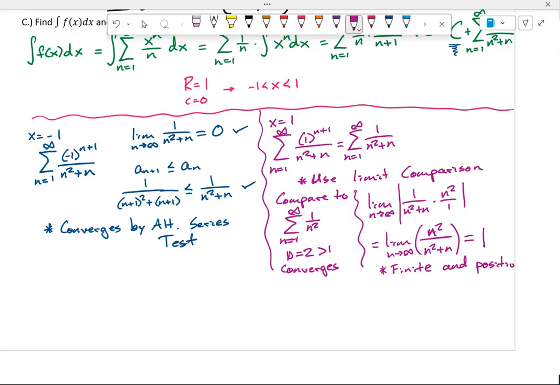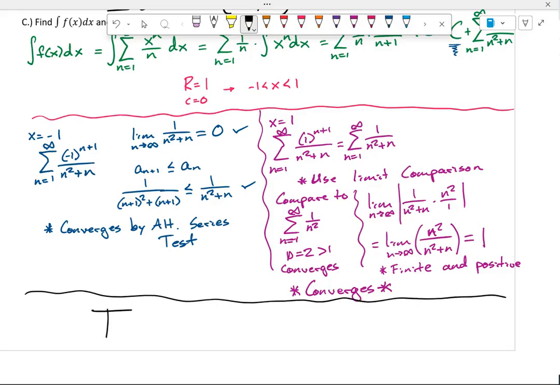Okay. So I'm going to finish that out. If you want to stay and finish it out as well, you are more than welcome to do so. So our interval of convergence would be bracket -1, 1, bracket on that one.